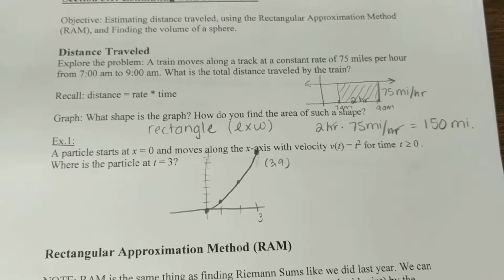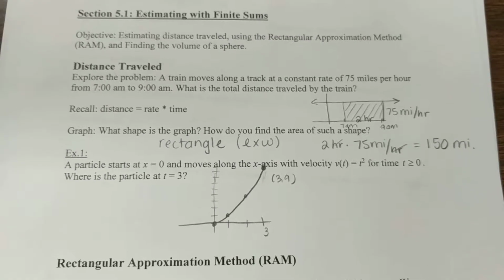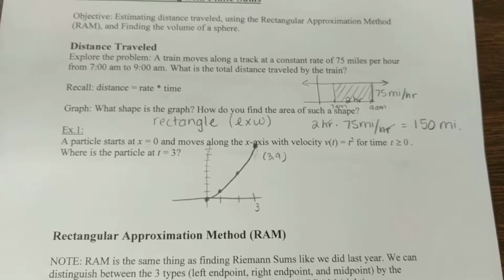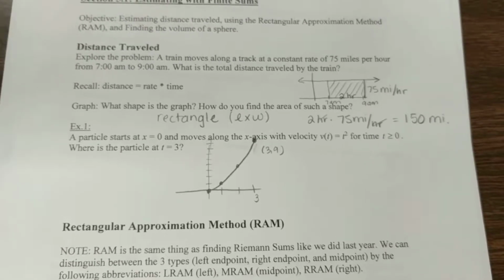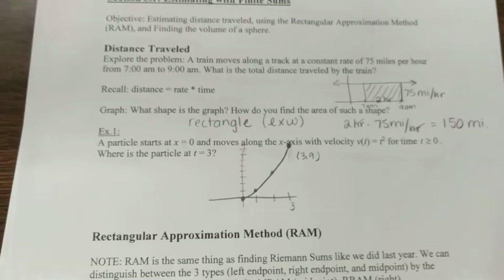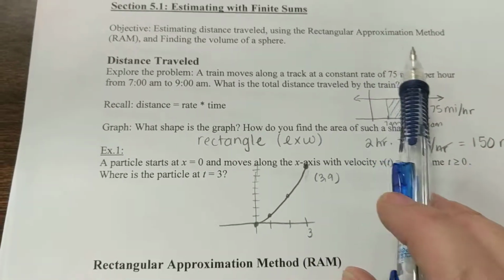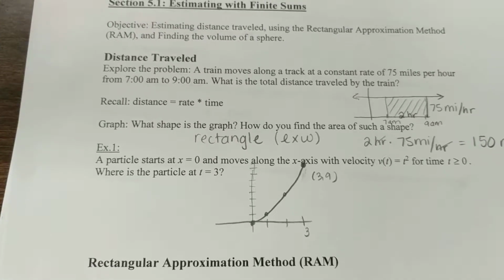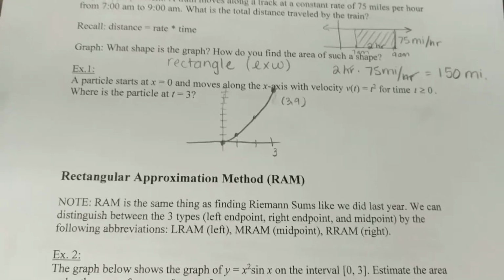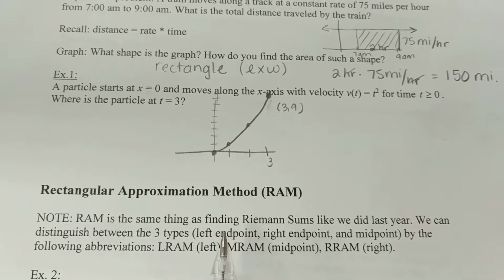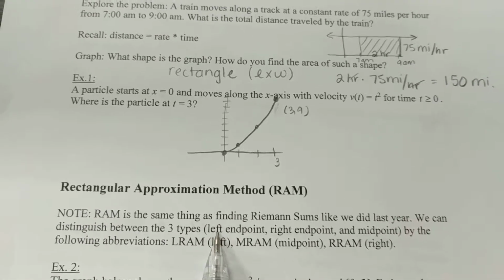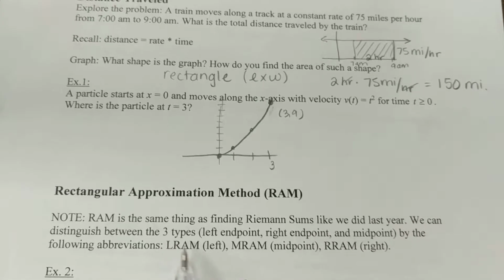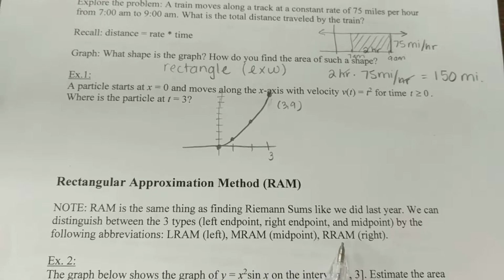Now we don't have a geometric shape for a parabola. So what we have to do is approximate this area underneath the curve. And we can do it in one of 3 ways. You'll see that they mention this rectangular approximation method up here. When we do a rectangular approximation method, there's 3 ways we can do a rectangular approximation. We can use a left endpoint, a right endpoint, or a midpoint. And so you'll notice you'll see these abbreviations, LRAM, MRAM, and RRAM.